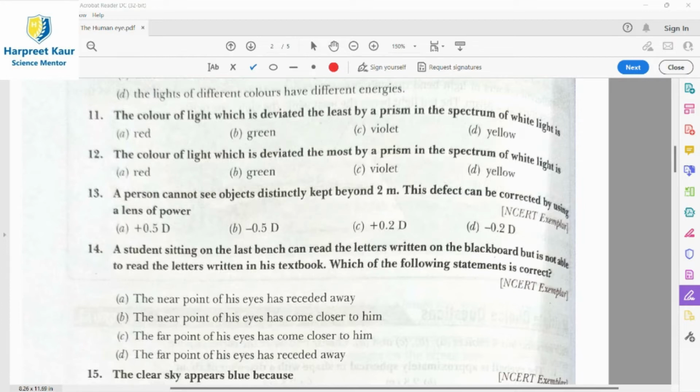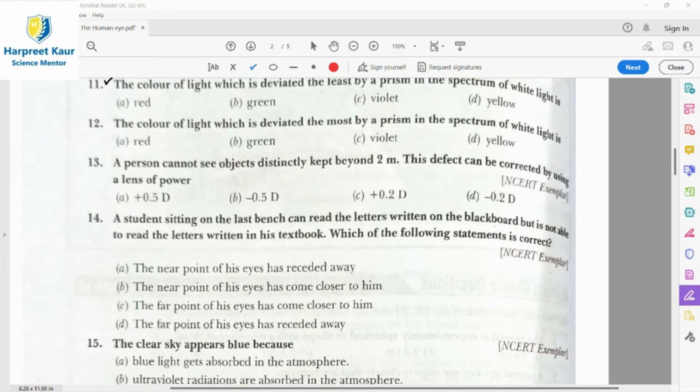So here the answer option A, that is red color, is the answer for this. It is deviated the least. Question 12. The color of light which is deviated the most by a prism in the spectrum of white light, we have done this, option C, violet. It is deviated the most, maximum.